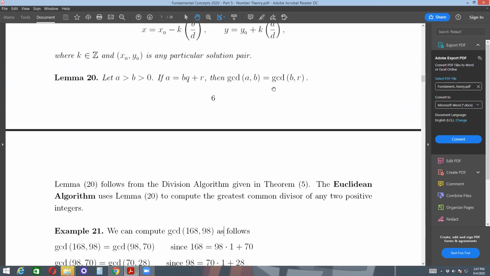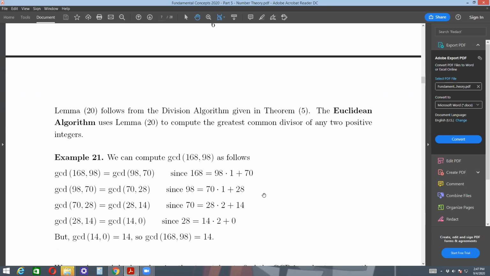So you're using Lemma 20 here. You use the division algorithm and find an r, and then the GCD of these is the same as the GCD of the smaller one with r. So if I use the division algorithm across here, 168 is 98 times 1 plus 70. So r is 70. So the GCD of these two is the same as the GCD of the smaller one, which is 98, and r. So that's how I get these two numbers. And then I keep going from there.